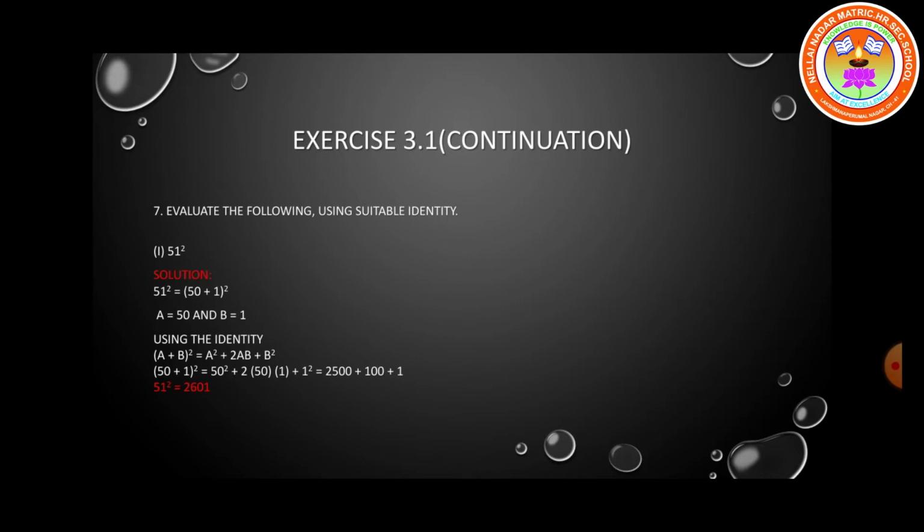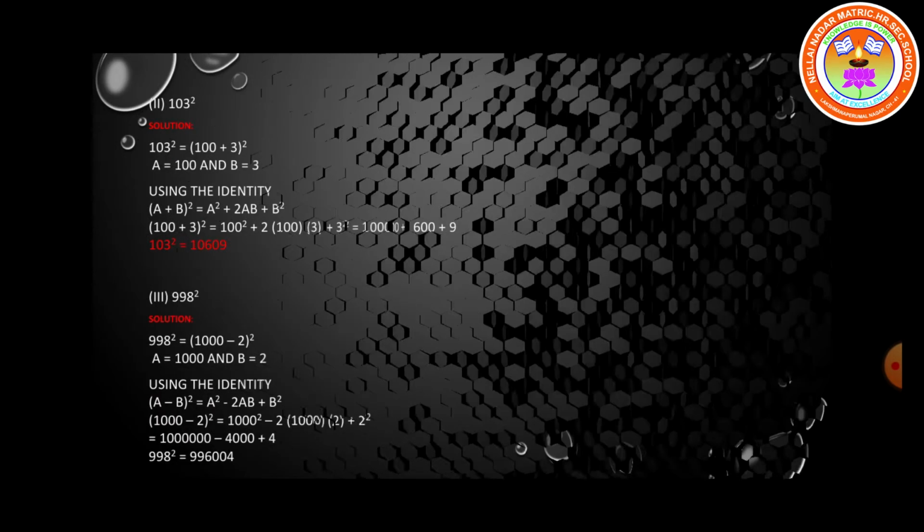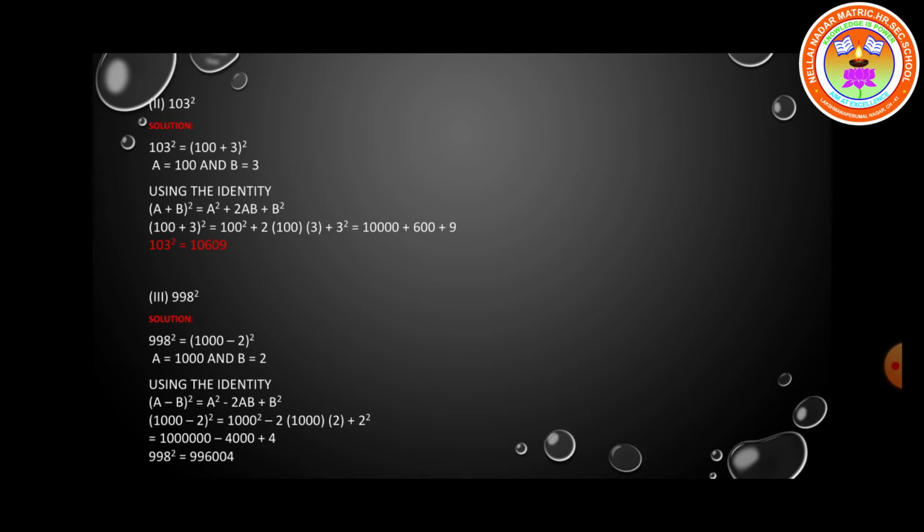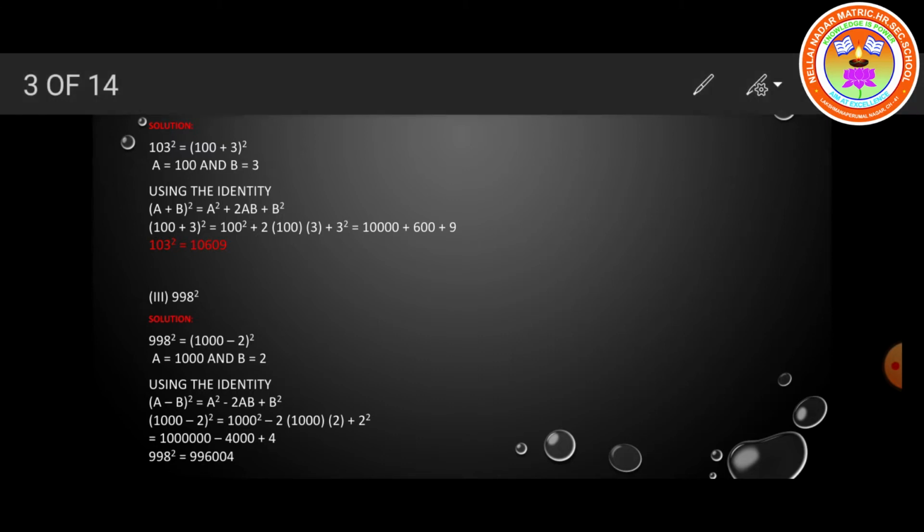Next sum, second one, 103 square. 103 square can be written as 100 plus 3 the whole square. Using the identity A plus B the whole square is equal to A square plus 2AB plus B square. Put A is equal to 100 and B is equal to 3. So how to add that one? First step A square. A square can be written as 100 square. 100 square means 100, then add 2 zeros. That is called 10,000.